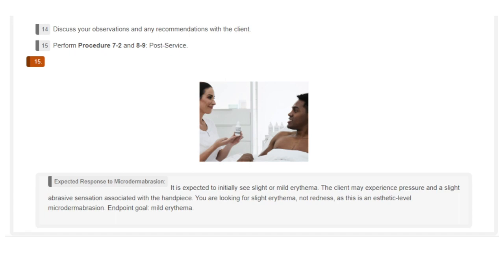Expected response to microdermabrasion. It is expected to initially see slight or mild erythema. The client may experience pressure and a slight abrasive sensation associated with the handpiece. You are looking for slight erythema, not redness, as this is an aesthetic level microdermabrasion. Endpoint goal: mild erythema.